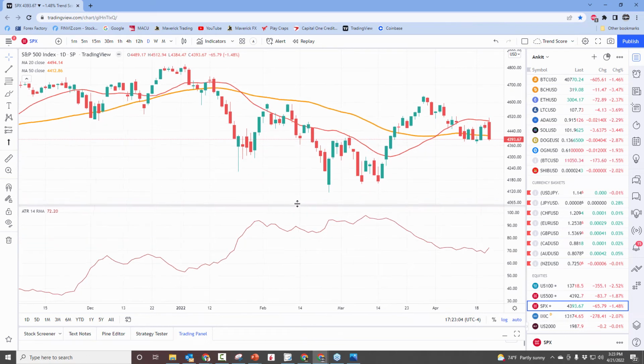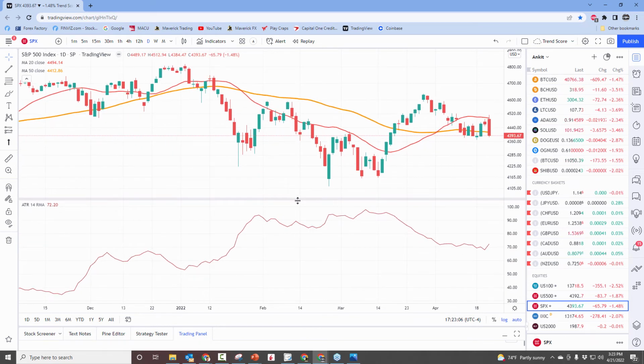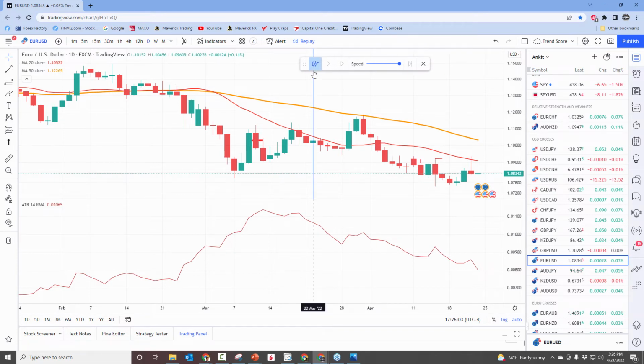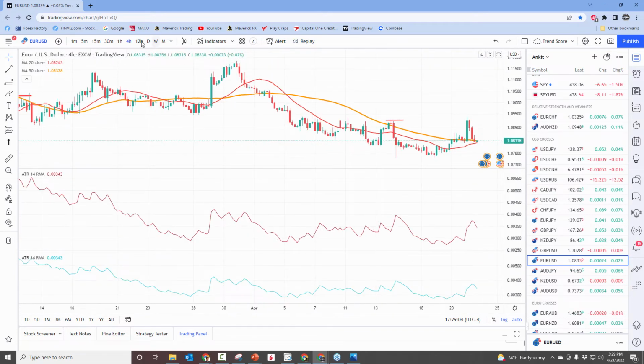And for this exercise, I'm going to bring up this ATR here. Now I'm going to use the bar replay feature. The bar replay feature, if you click it here, you bring up this play. If you haven't used this before, we've got some videos on how to use this. So here we are on a 4-hour chart.